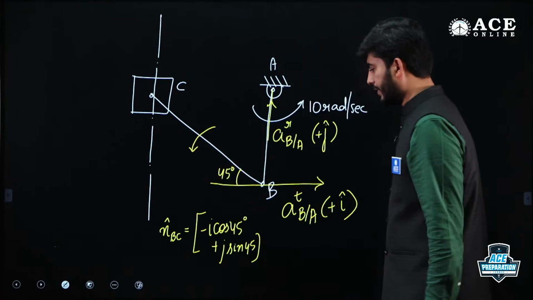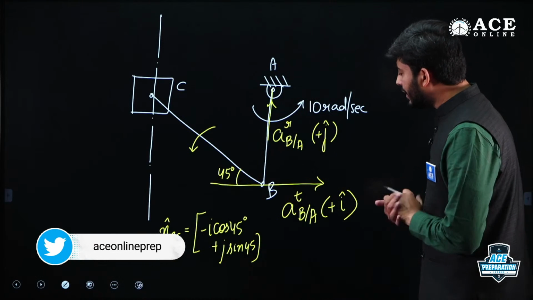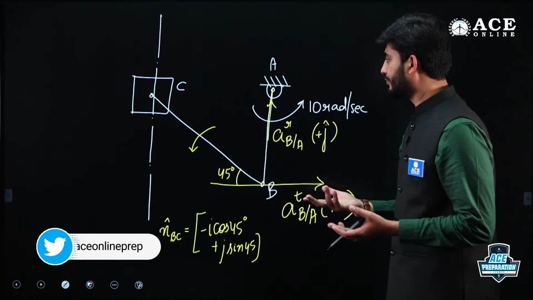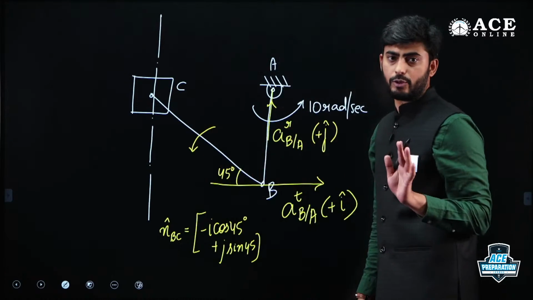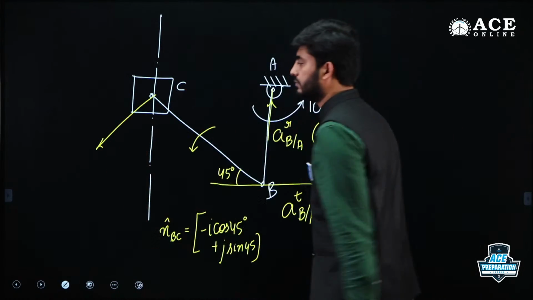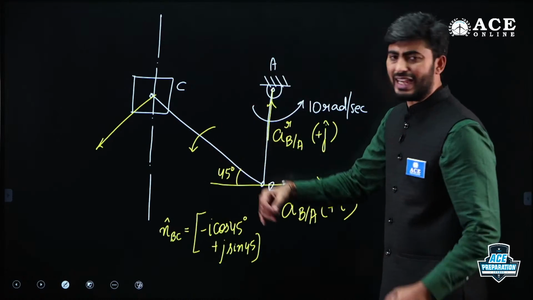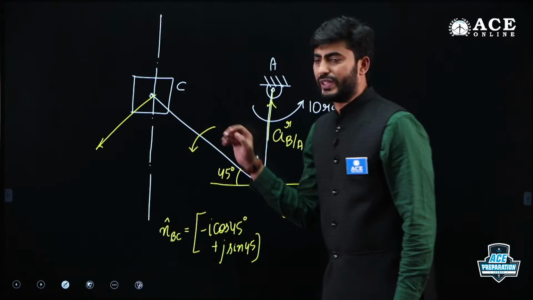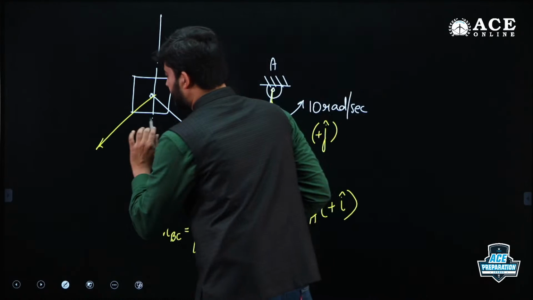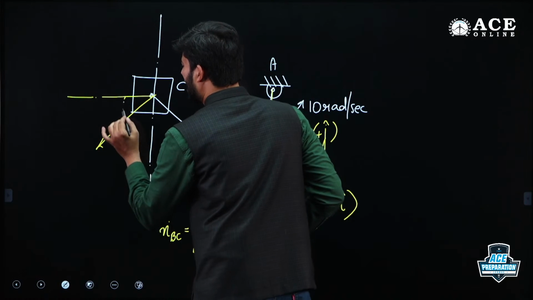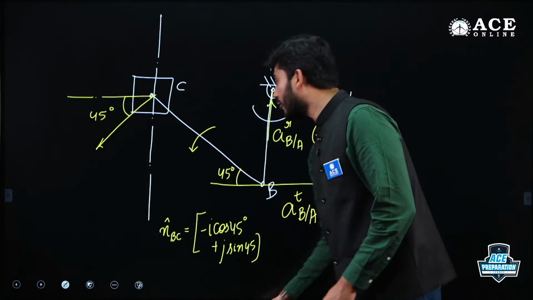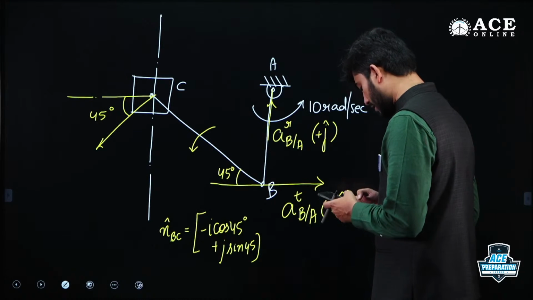Next, the angular velocity of BC is in this direction. Let it be. Now, what would be the direction of the tangential component of acceleration of BC? That I don't know, but it will definitely be perpendicular to the link. I am assuming that it is in the third quadrant with reference to C. So now this vector will be making an angle of 45 degrees once again.